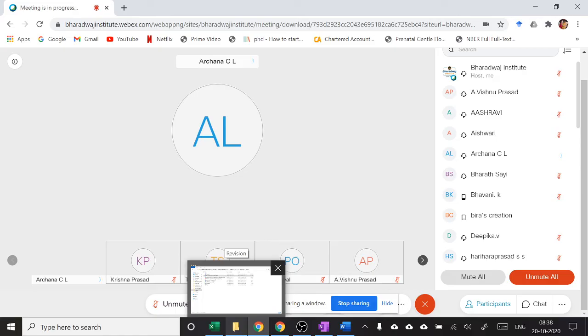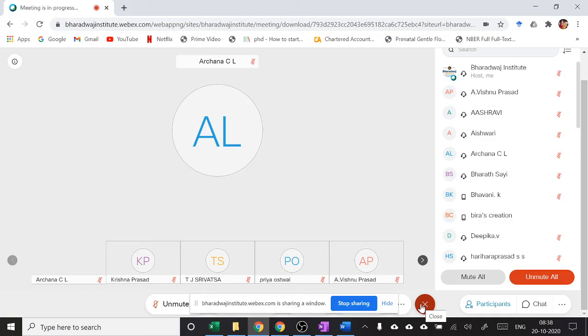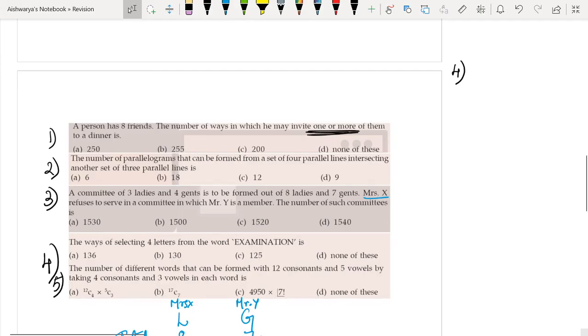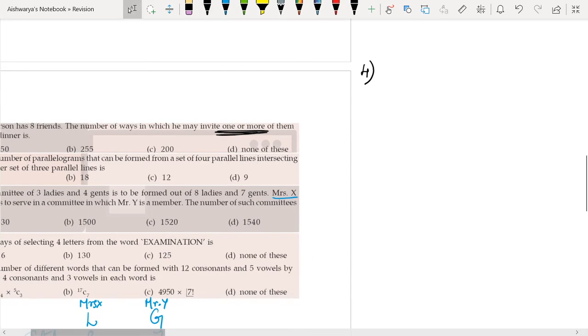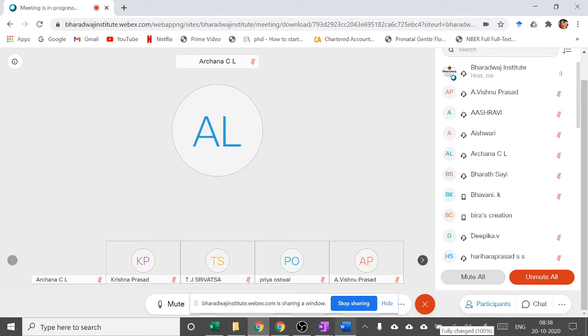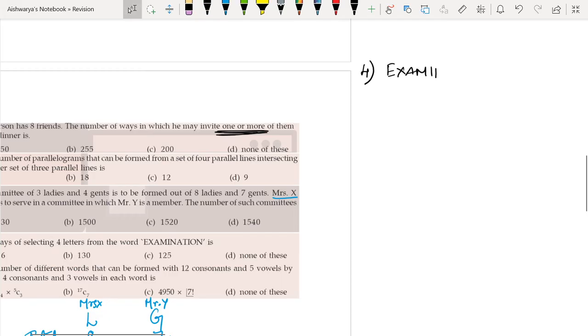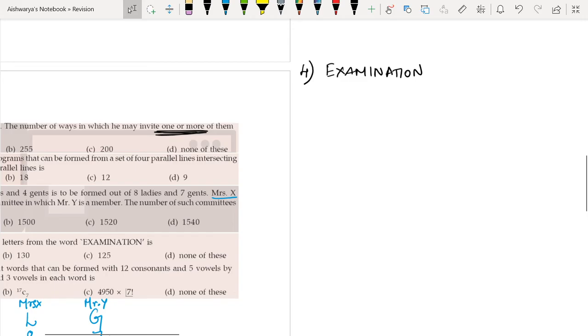The ways of selecting 4 letters from the word examination is... Okay, I hope you have read the question. So let us solve now. This question I have written down because it's a very unique question. The word examination, you're supposed to select 4 letters. How many letters does the word examination have? 1, 2, 3, 4, 5, 6, 7, 8, 9, 10, 11. So it has 11 letters. Let us just examine what these letters are.